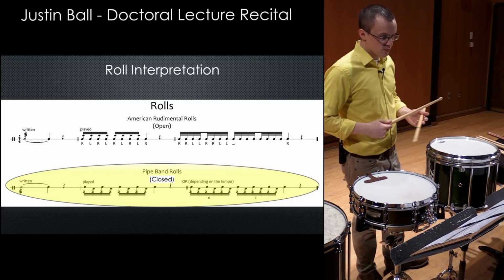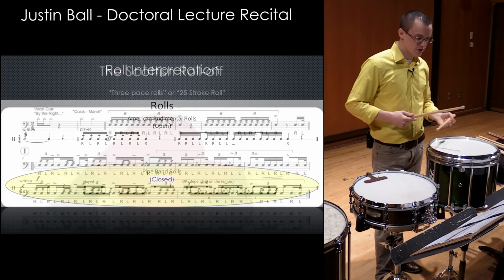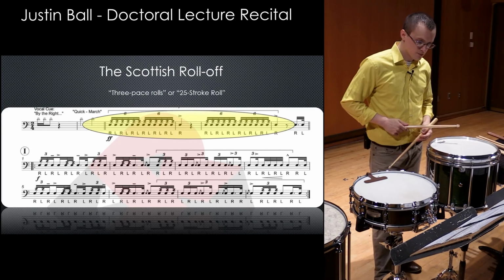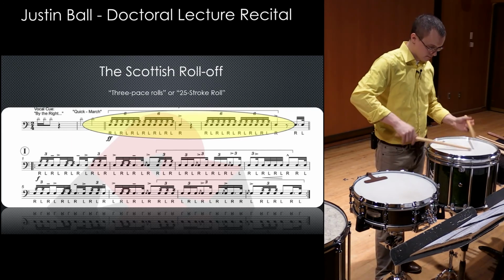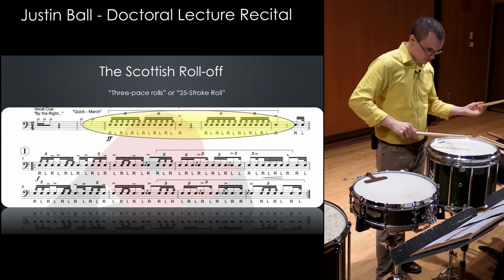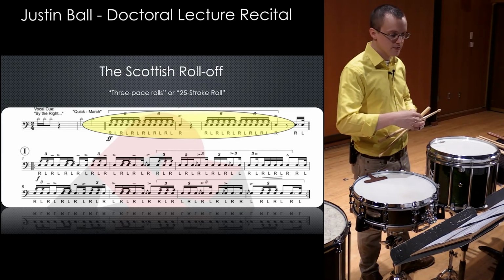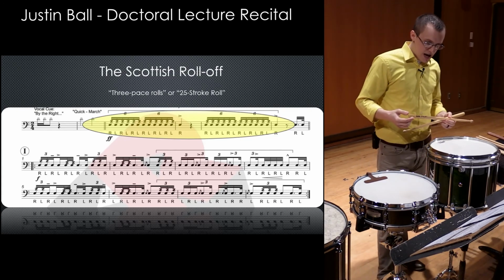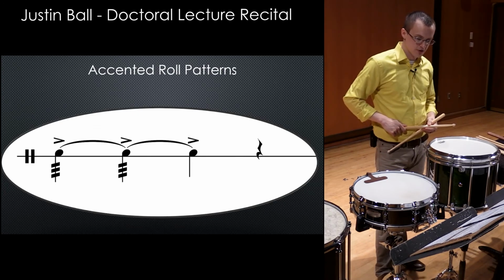In Scottish pipe bands, regardless of the tune type being performed, there's always a call to action preceding it in the form of the Scottish roll-off, which is also known as 3-pace rolls or the 25-stroke roll. Like many other traditions of Scottish pipe band drumming, the roll-off is simply a well-known performance practice and is rarely notated. Accented roll patterns are another unique element of the Scottish drumming style.